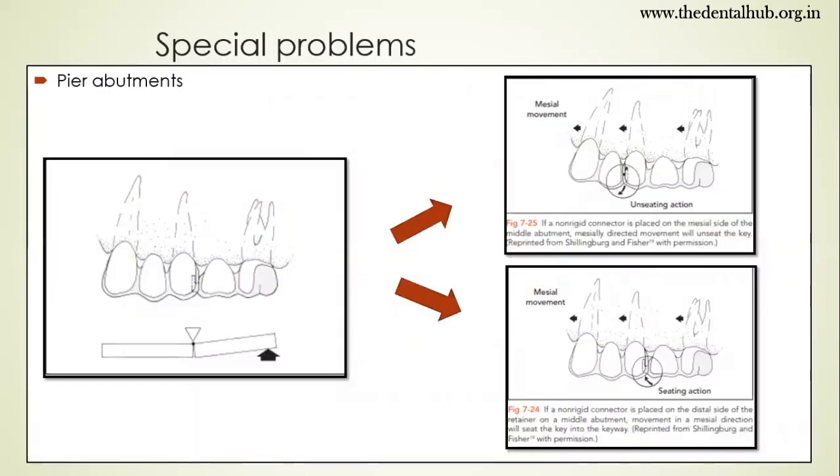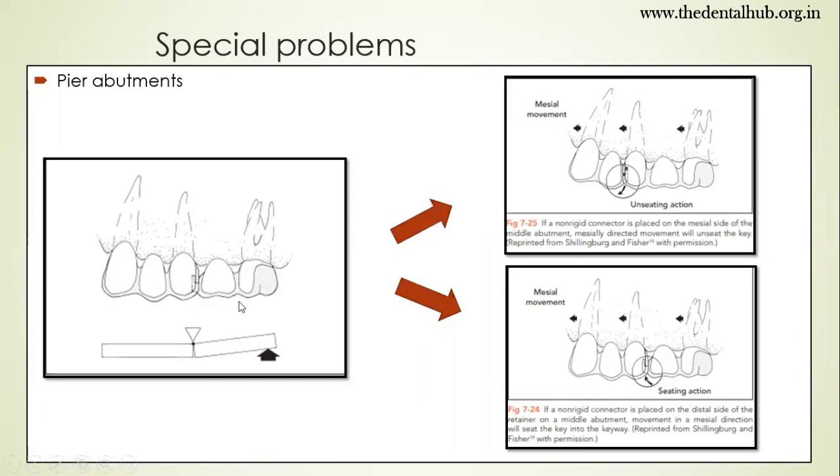Then we come on to some special kinds of problems like pier abutments. What is a pier abutment? A natural tooth or implant abutment that is located between terminal abutments that serve as a support to the FPD. Its use is restricted to short spans only. We have a non-rigid type of connector placed right in the middle. Why in the middle? The same principle: your effort arm and your load arm should be equal.